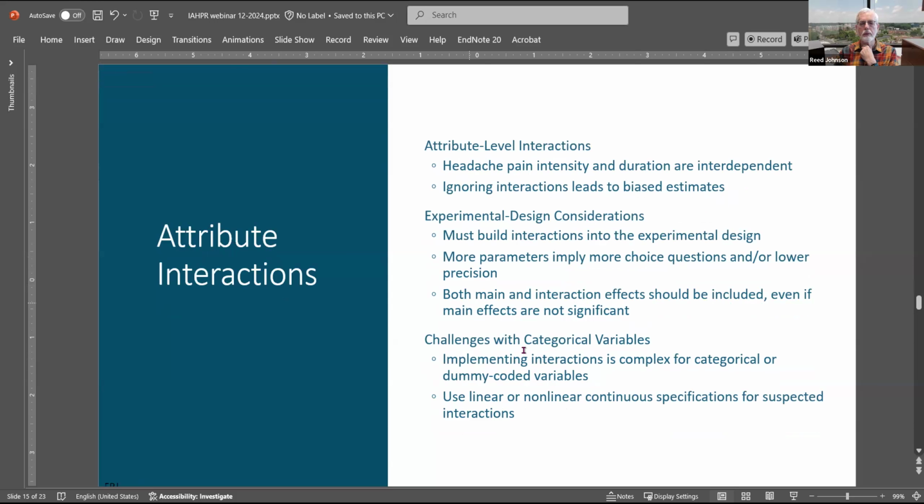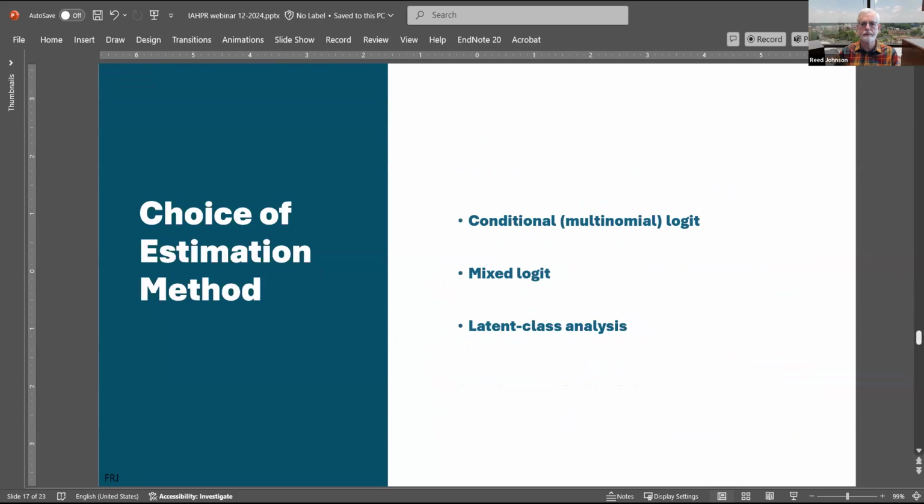One problem with categorical variables is that interactions can end up being extremely complicated. My advice usually is to use either a linear interaction or a nonlinear continuous specification. We tend to use what's called a Box-Cox transformation for a continuous nonlinear model.